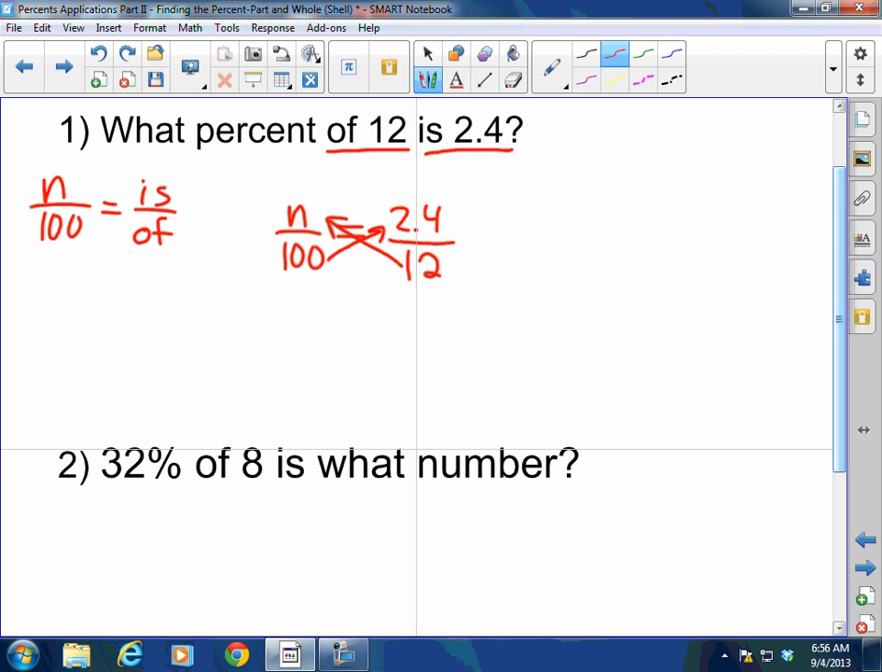I'm going to cross multiply. 12 times n is 12n. 100 times 2.4, remember what we just said. I got 2.4 times 100. I got 2 zeros. So 1, 2 to the right. So that's 240.